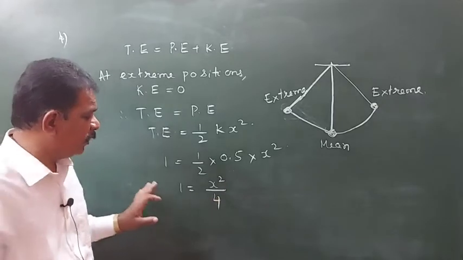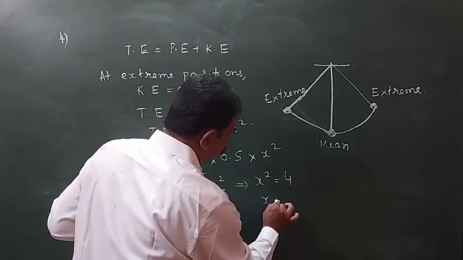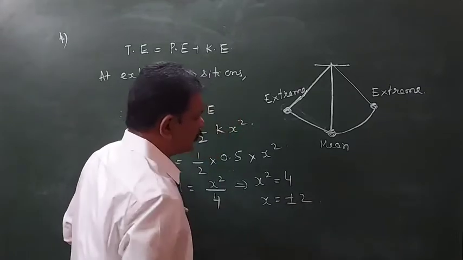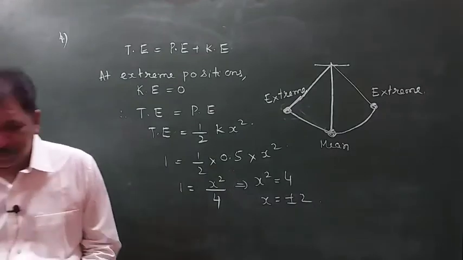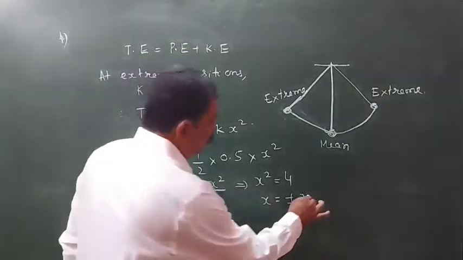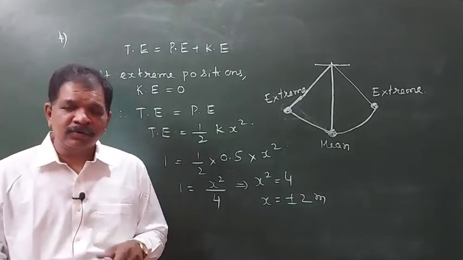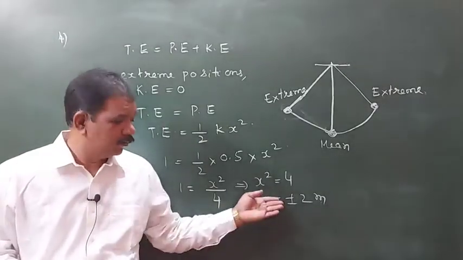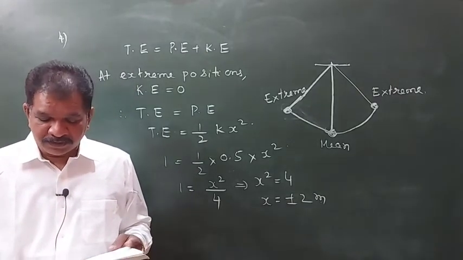So x square by 4 means x square is equal to 4. X is equal to plus or minus 2. Unit will be meter, so plus or minus 2 meter. They asked you to prove x is equal to plus or minus 2 meter. We proved this one. Next, fifth question.